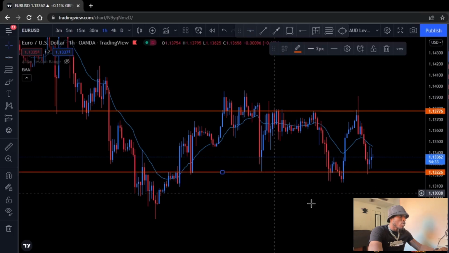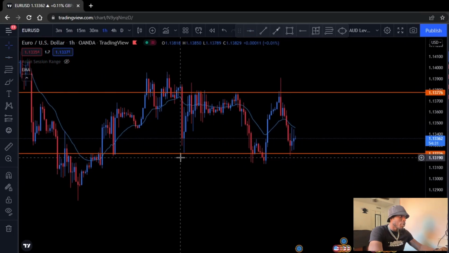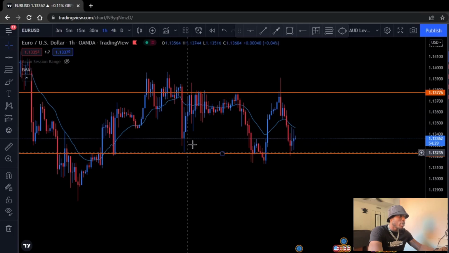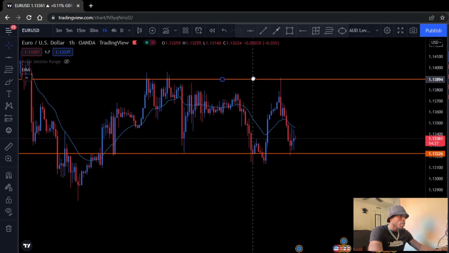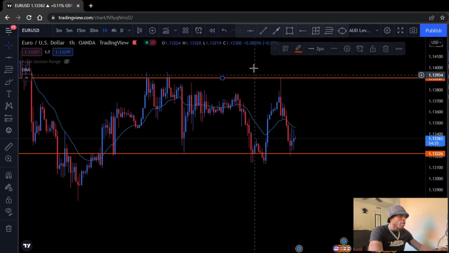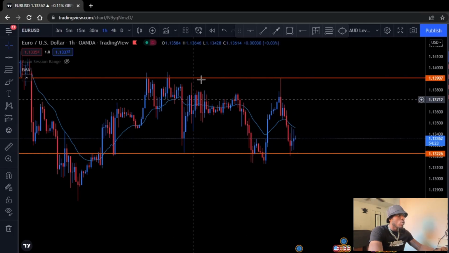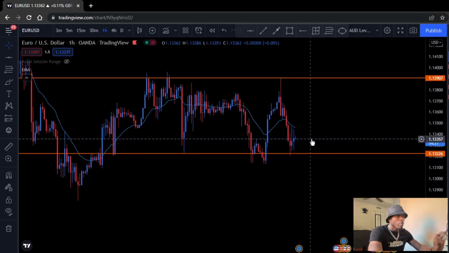So if you look at this zone, literally, we touch up here, we come back down. We touch up here, we come back down. If you want to move this up to here, you can. So we go up here, come back down, go up here, come back down, go up. This is a ranging market.